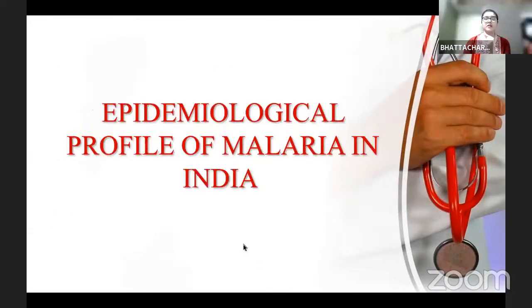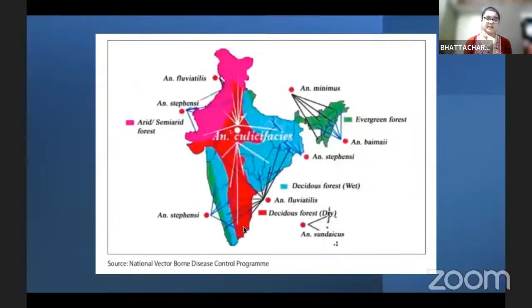Next slide. Now we're going to look at the epidemiological profile of malaria in India. Next slide. This is a picture in which the places are divided basically on the type of forest they have. If we go on the northeastern side, we have mostly evergreen forest. If we look in the south, we have more deciduous forests. In the middle part of central India, we have deciduous forests which are wet, and in the south we have dry forest. In the western side, we have arid or semi-arid forest. So these are the Anopheles types of mosquitoes which are prevalent in those particular states. One by one I will be discussing later on.